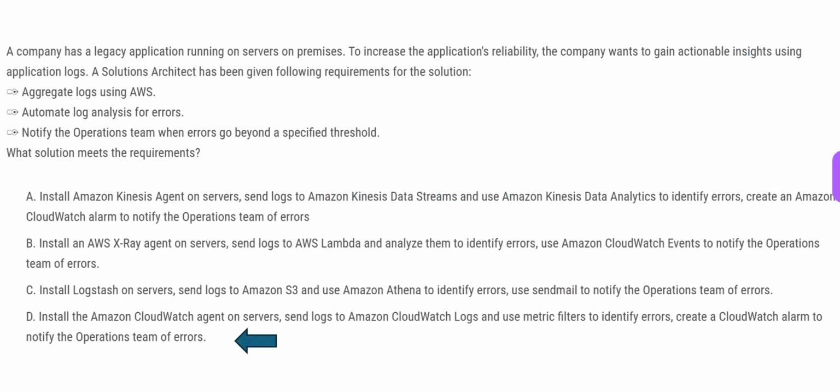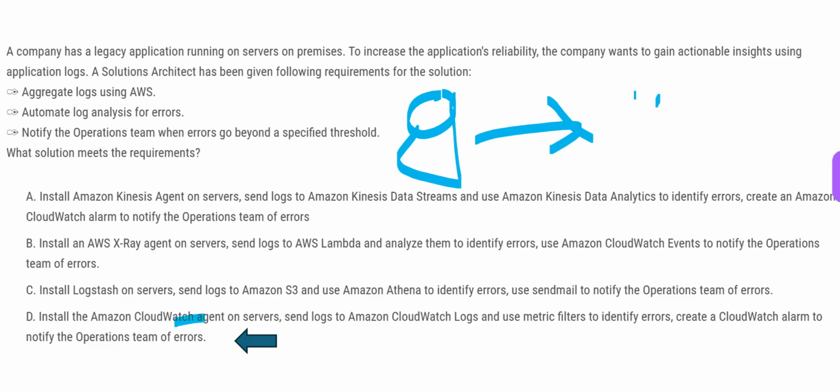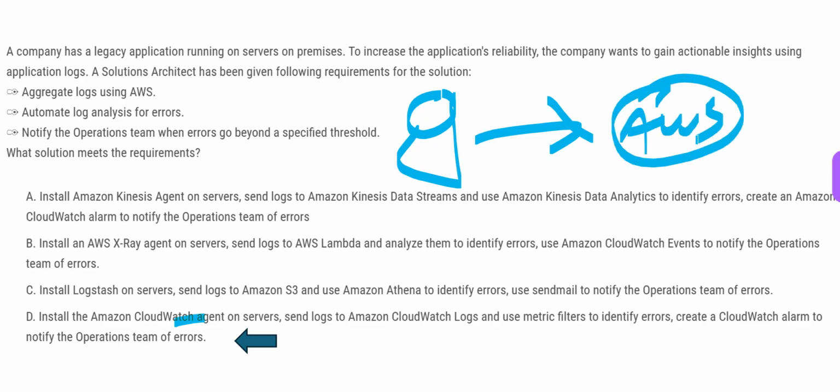With option D, you are going to install CloudWatch agents. Each of the servers you have on-premises has to be installed with the CloudWatch agent. The agent keeps running and it constantly takes the log data and keeps sending it to AWS. Once it comes to AWS, you need to use metric filters to identify errors. Now, based on the threshold breach, you will create a CloudWatch alarm. This is going to send the notifications to the operations team for errors. So this is the best thing.